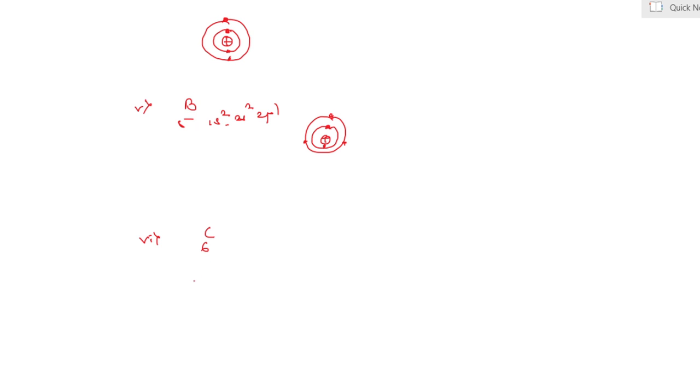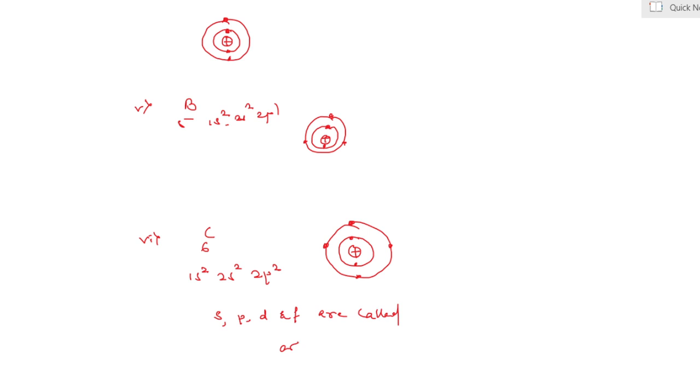C6, electronic configuration 1s2, 2s2, 2p2, nucleus, in the K cell 2 electrons and the L cell 4 electrons, 1, 2, 3, 4. Yes, my dear students, here s, p, d and f are called orbitals.